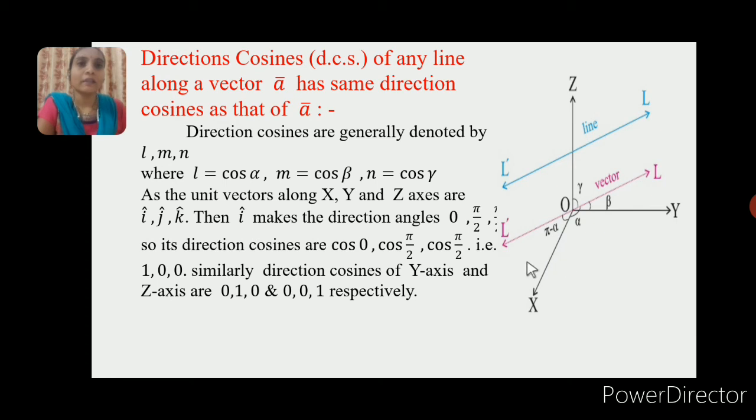See in the figure. As the unit vectors along the x, y and z axes are i cap, j cap and k cap, then i cap makes the direction angles 0, pi by 2, pi by 2. So its direction cosines are cos 0, cos pi by 2, cos pi by 2. That is, cos 0 is 1, cos pi by 2 is 0, and cos pi by 2 is 0. That is 1, 0, 0. Similarly, direction cosines of the y axis and z axis are 0, 1, 0 and 0, 0, 1 respectively.